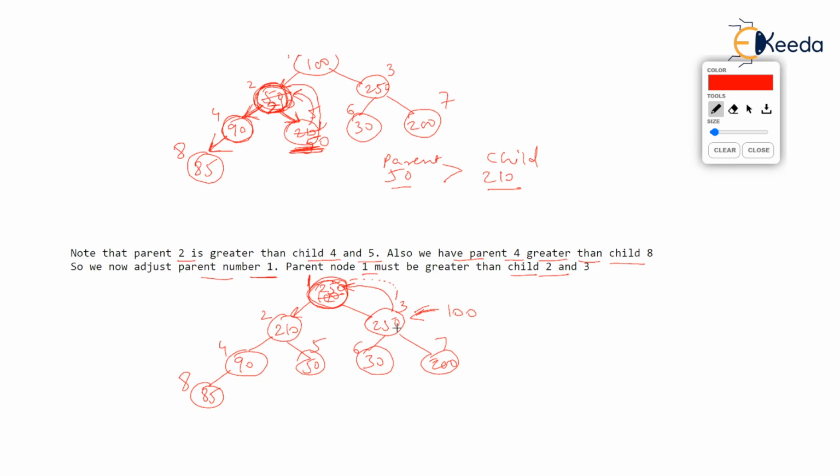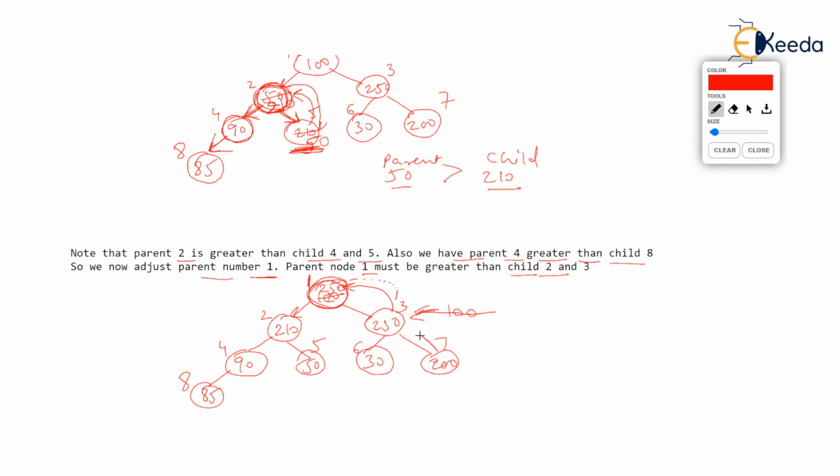Parent must be greater than child. How can you put 100 at the third node? If you put 100 at the third node, then the third node will be no more greater than the 6th and 7th, because 200 is sitting at the 7th node. So 100 cannot go at the third node. Why? Because there is a largest child, the 7th, which is greater than 100.